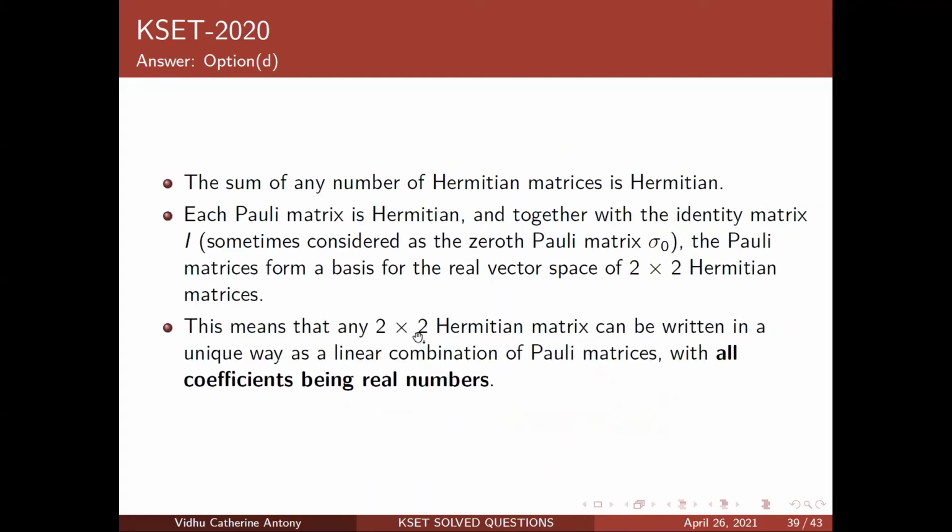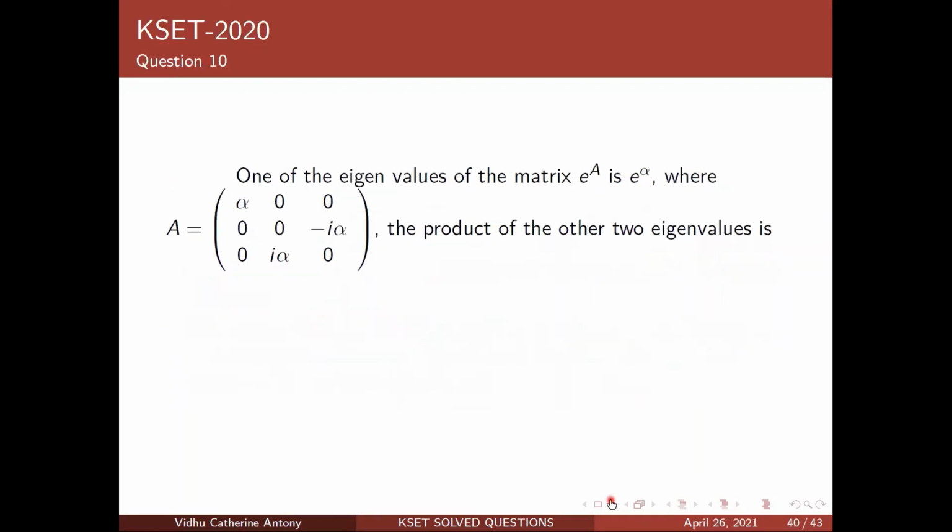This means that any 2 cross 2 Hermitian matrix can be written in a unique way as a linear combination of Pauli matrices with all coefficients being real numbers. Okay, so now we come to our last question.